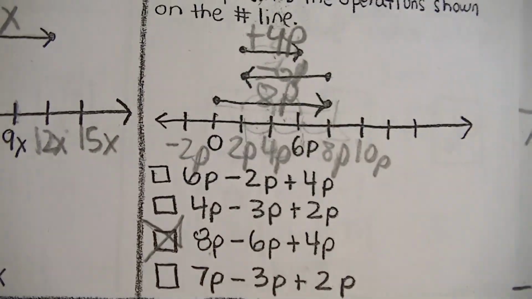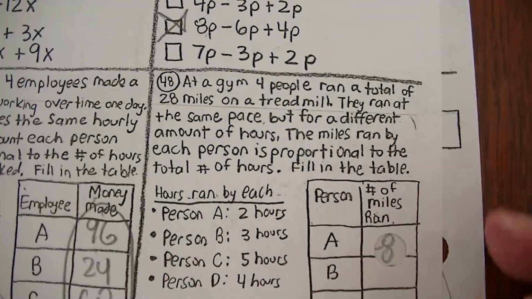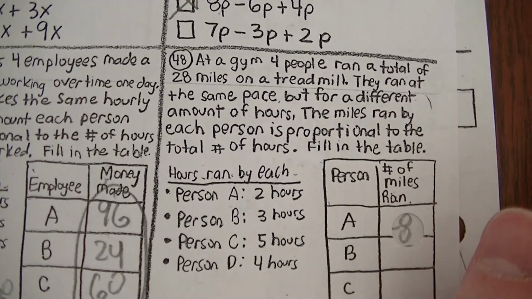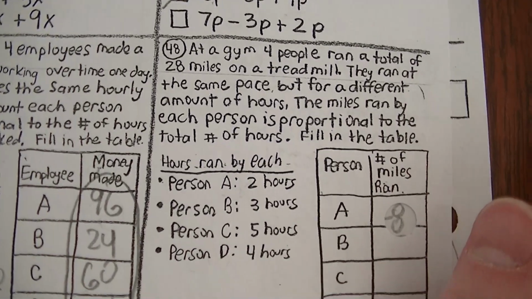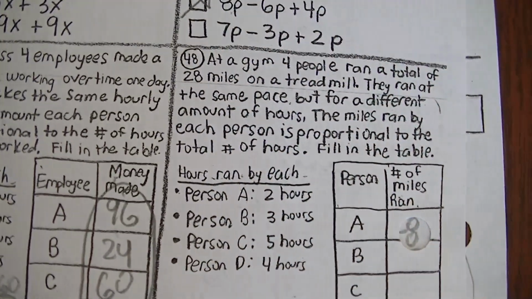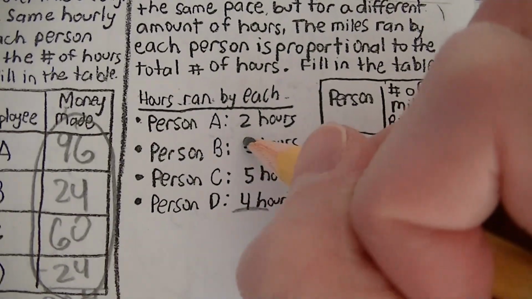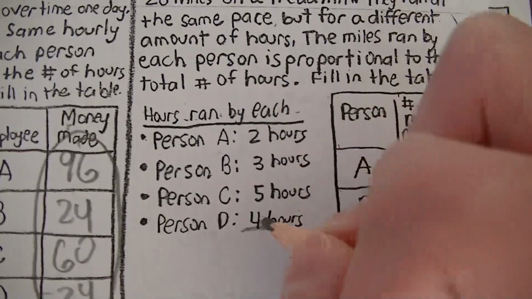At a gym, 4 people ran a total of 28 miles on a treadmill. They ran at the same pace, but for a different amount of hours. The miles ran by each person is proportional to the total number of hours, fill in the table. Okay, so let's see how many total there are. 9, 10, 11, 12, 13, 14, 14 hours.